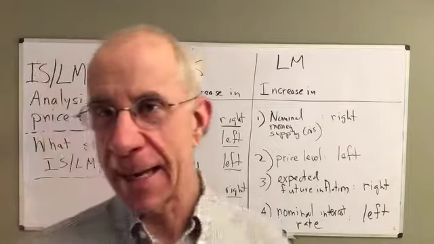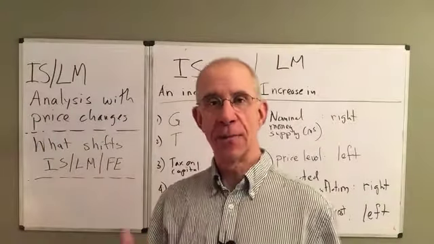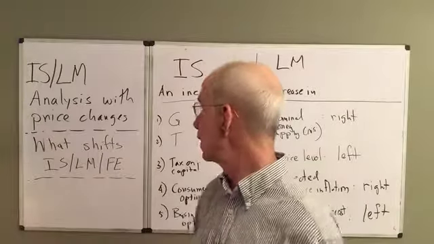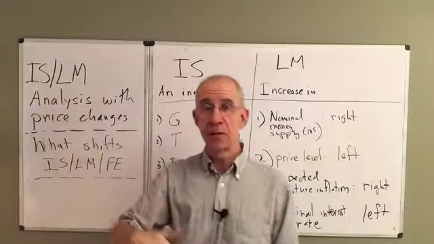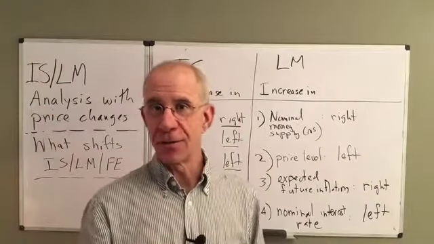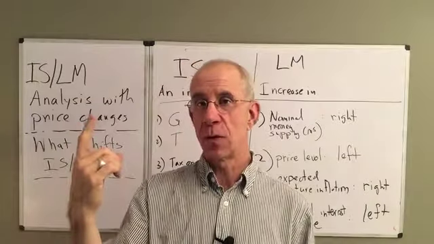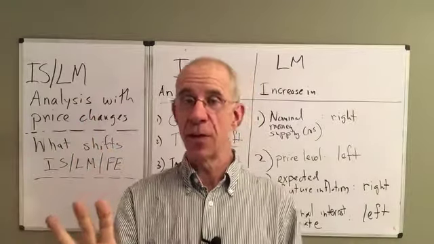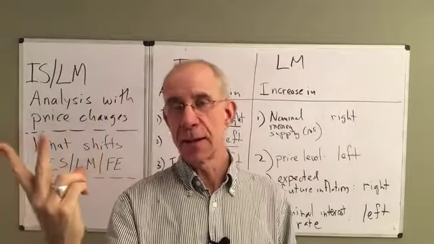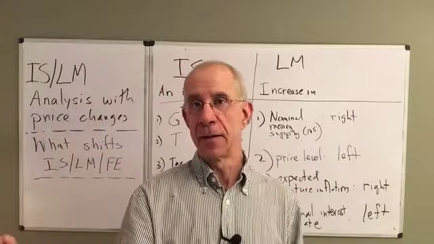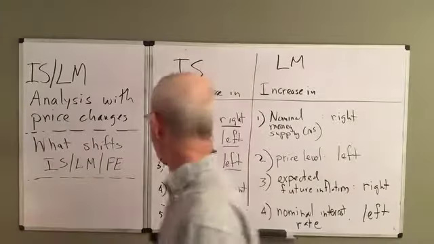Figured it would be useful to have the various shifters of these curves described in one video that you can refer to. So again, we're talking about the ISLM analysis when we allow for price changes to be reflected. And we're looking at the simultaneous equilibrium, ultimately, of the goods market, the asset market or money market, and the full employment level of output.